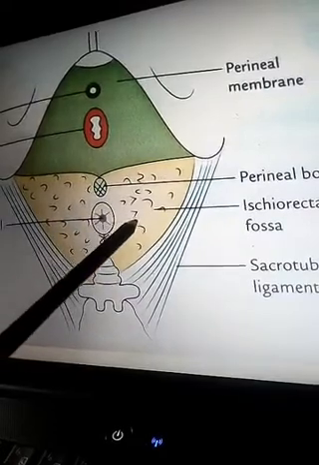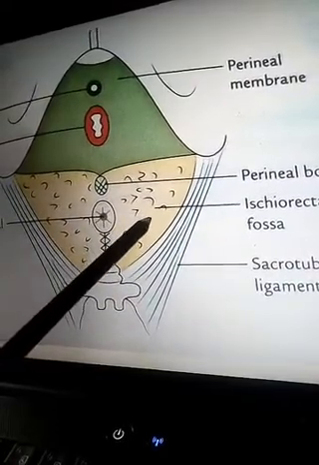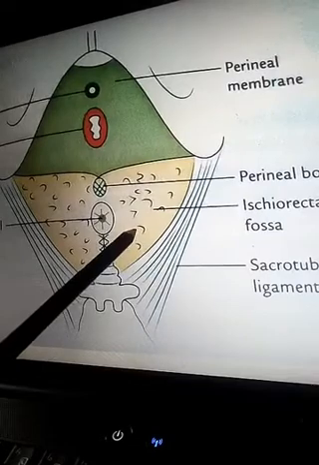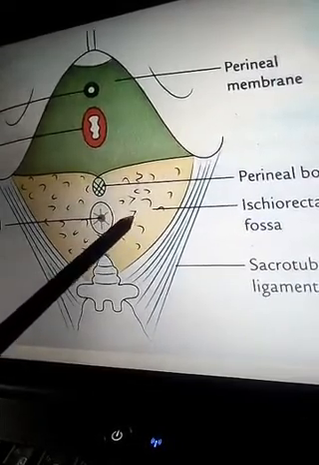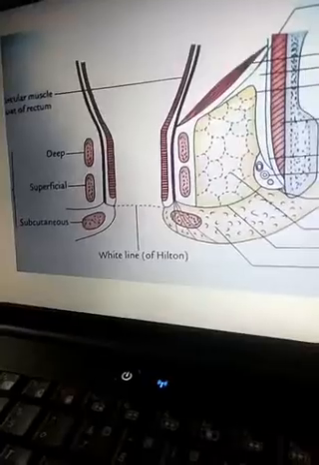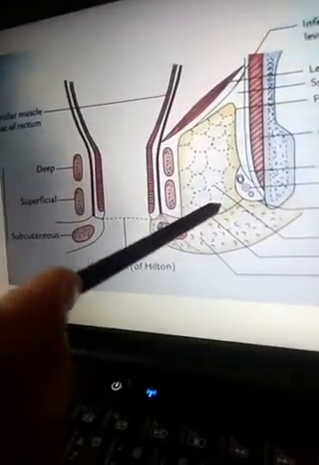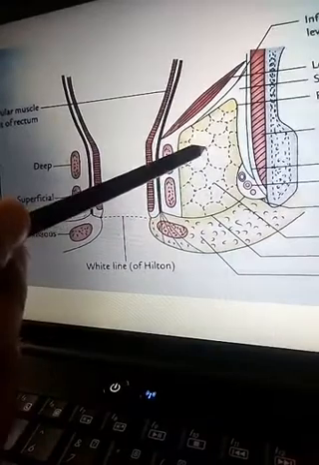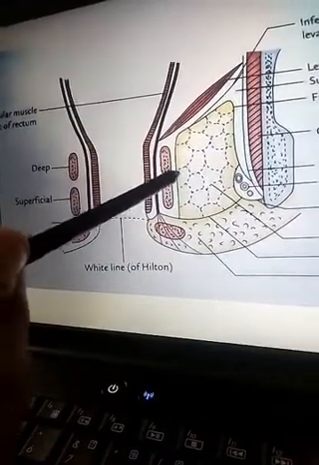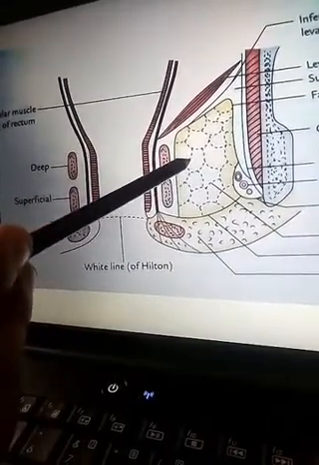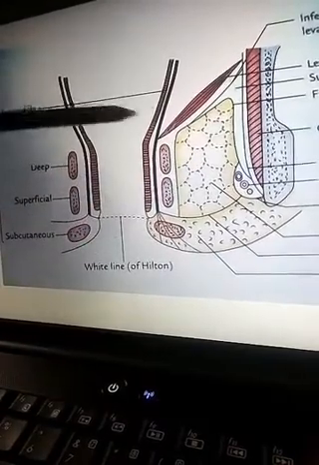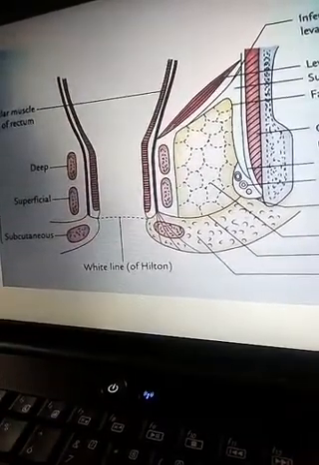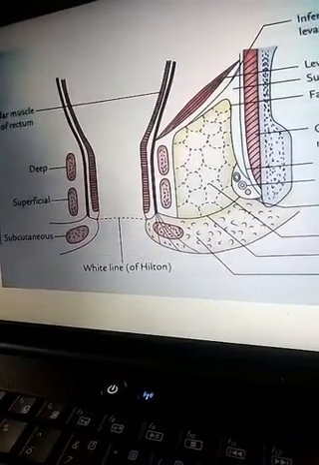The base of the fossa lies on the skin over the anal region of the perineum and the apex is directed upwards and laterally. Each fossa measures about 5 centimeters in length, 5 centimeters in breadth and 5 centimeters in depth. You can see the coronal section through the ischiorectal fossa.